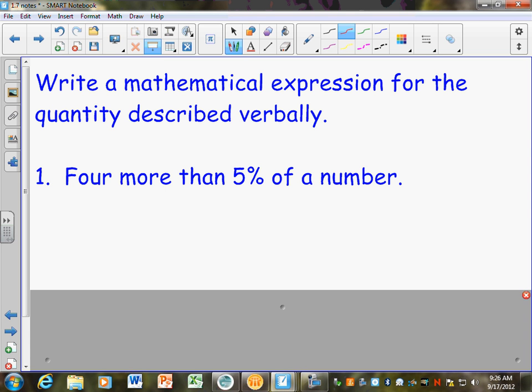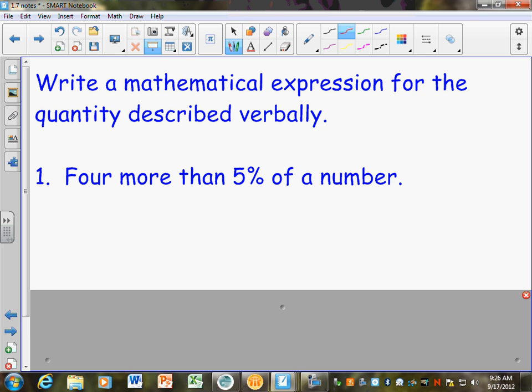We're not even solving this. We're just writing a mathematical expression to describe what's here. So, 4 more than 5% of a number. What do you think? Anybody want to jump out there? We don't know what the number is, so we can't come up with the answer. Like, you're not supposed to give me the answer here.